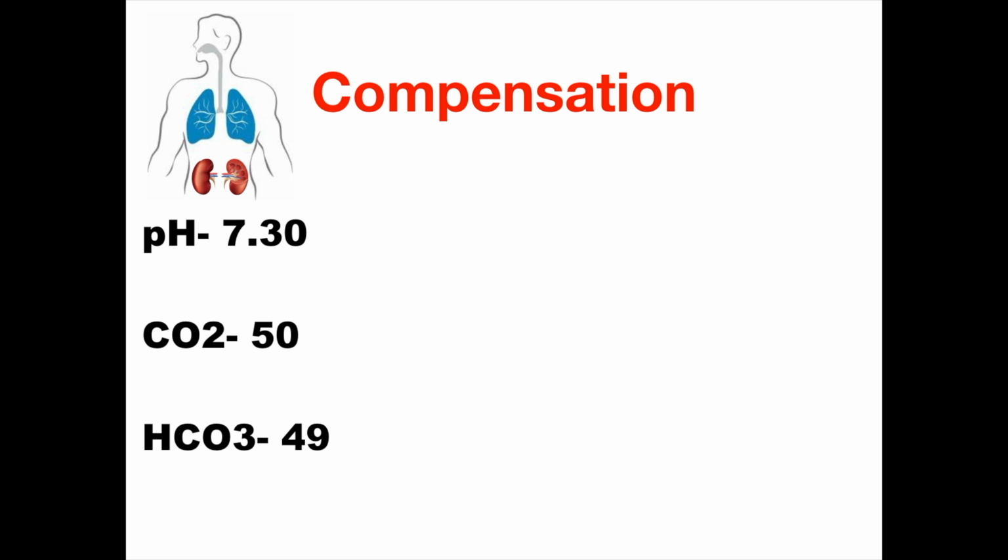pH is 7.30, CO2 is 50, bicarbonate is 49. So the first step is to identify whether this is alkalosis or acidosis. Looking at the pH, that's lower than the normal range, so we know that this is acidosis. Next step is to identify whether it's a respiratory or a metabolic problem. So let's go to our CO2. Our CO2 is 50. That's a lot of CO2, and remember, CO2 is associated with acid. So we can conclude that the increased amount of CO2 is the reason why we have an acidosis problem. So we can put here respiratory acidosis.